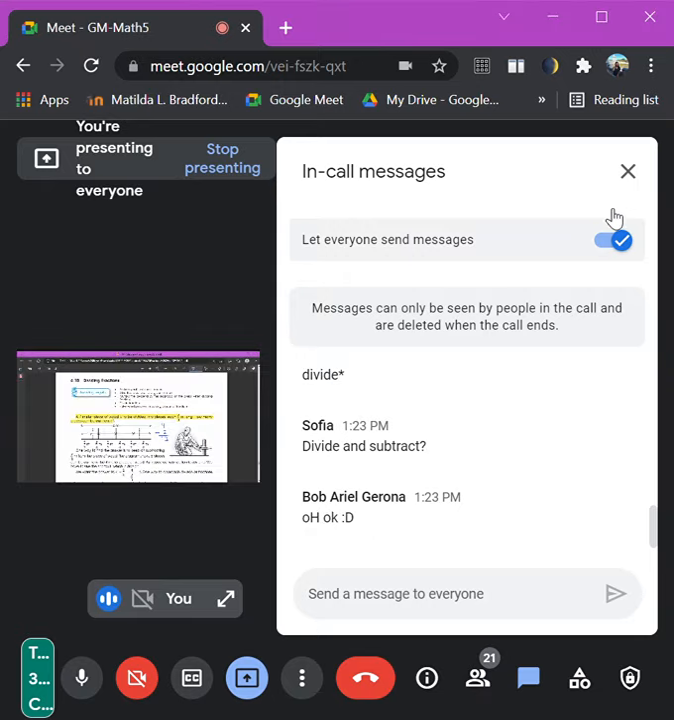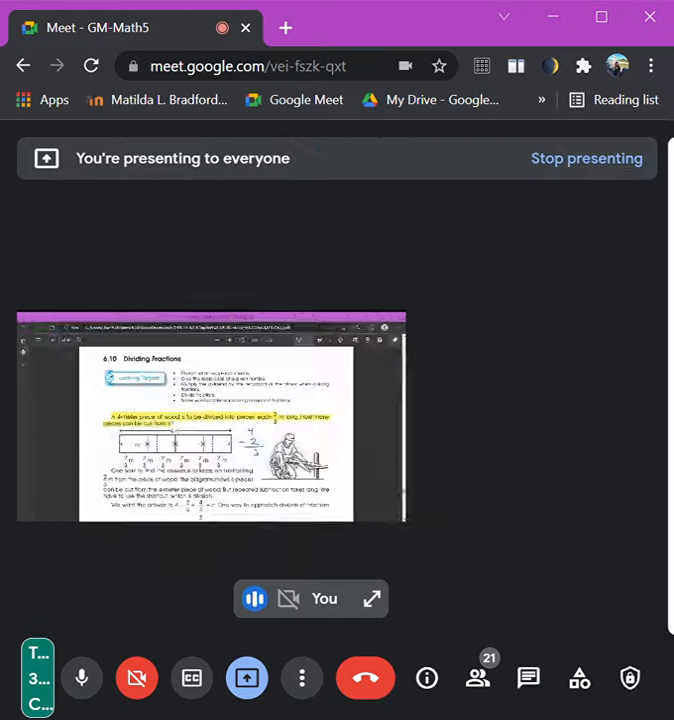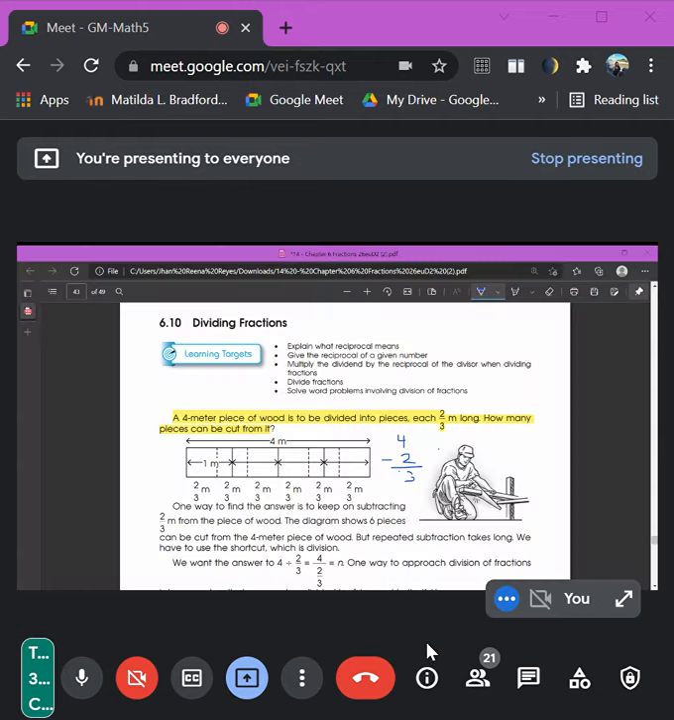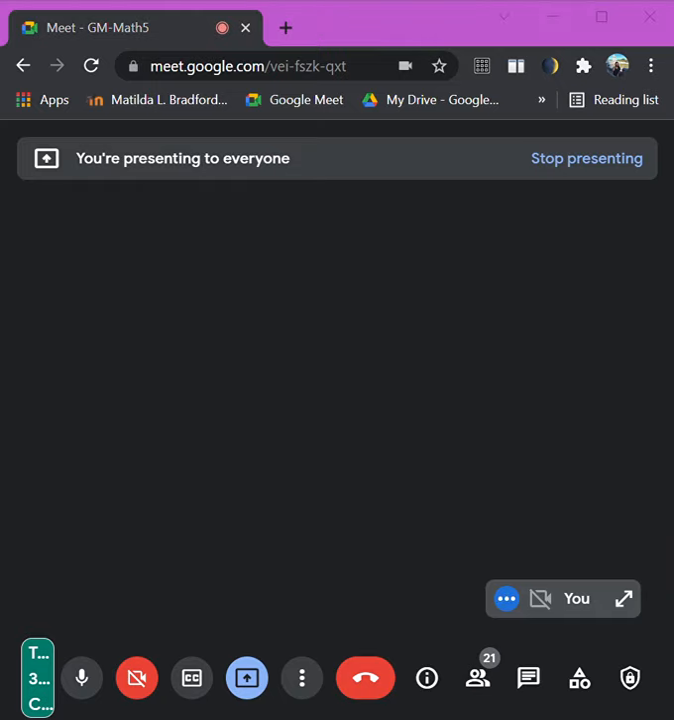Okay, so you have there divide and subtract. Not divide and subtract, but in this problem, we can do subtraction as well. But that way is longer. If we want a shorter way, we can use our division.